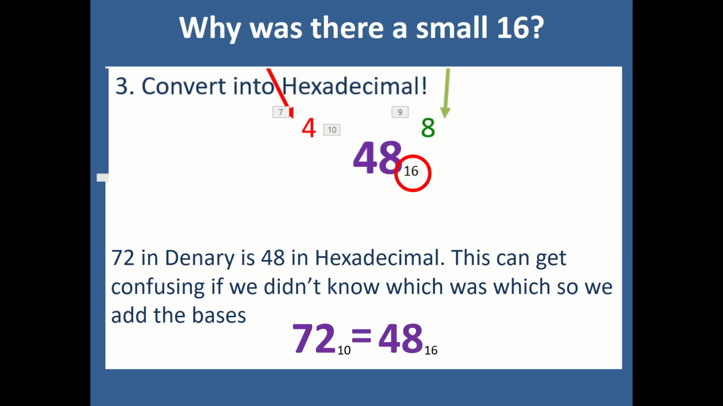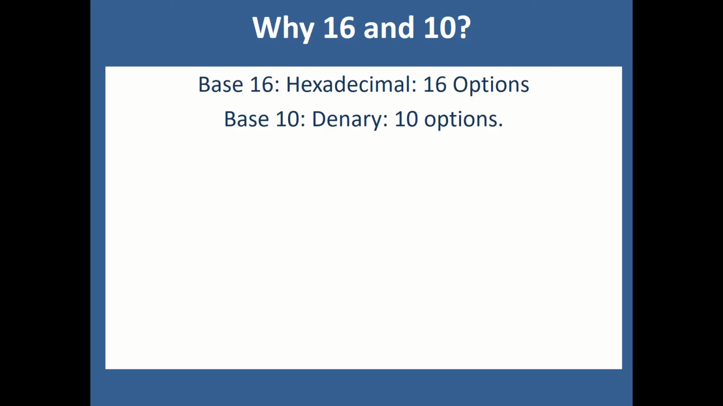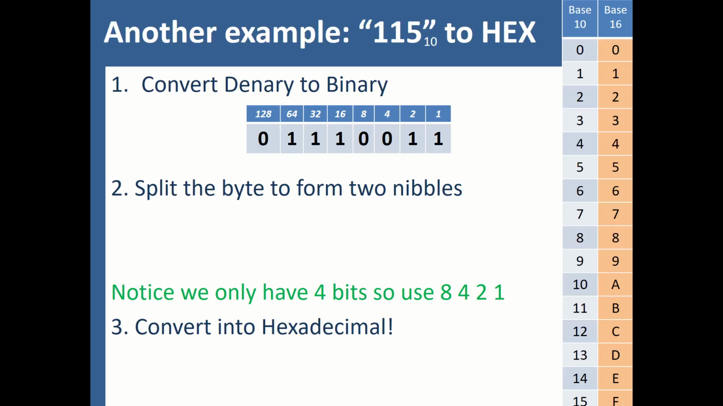And that can get really confusing if we didn't know which was which. So when we're writing in hexadecimal, you need to be writing your bases as well. So base 10 or base 16 in subscript next to the text, just like I've done here. Remember, base 16 is hexadecimal and base 10 is denary. Let's try another one.